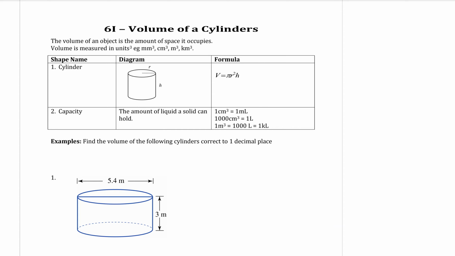Hello Year 9. This is our last bit of new work for this topic, which is volume of cylinders. There's one new formula here for you. The volume of a cylinder can be found with the formula V for volume equals pi r squared h. Pi r squared, as you hopefully remember, is the area of a circle, and all you're doing is timesing that by the height to find the volume of that cylinder.